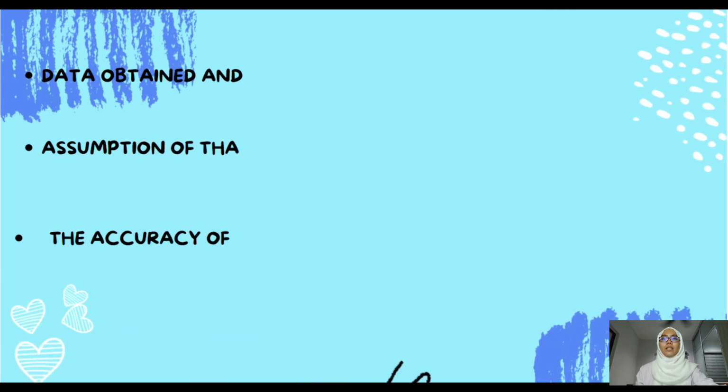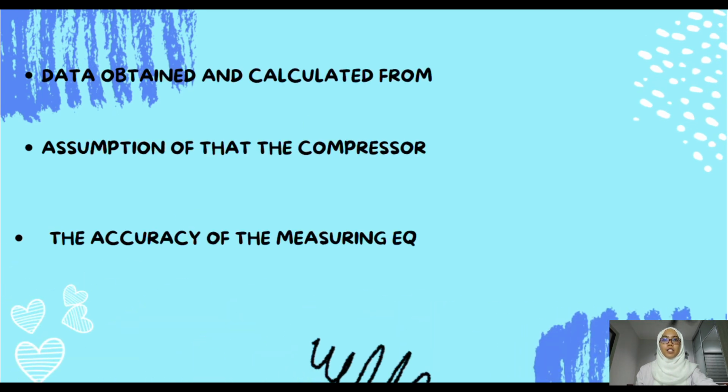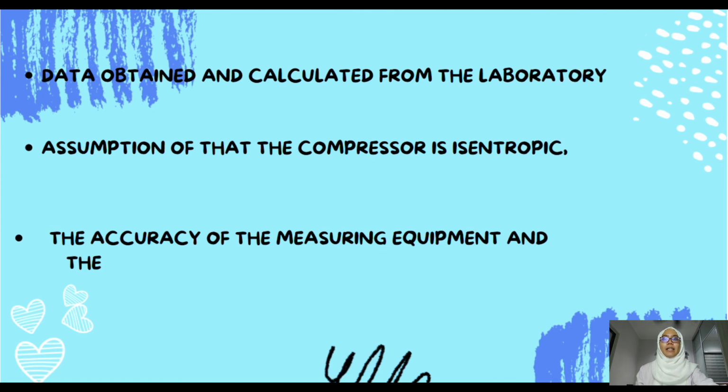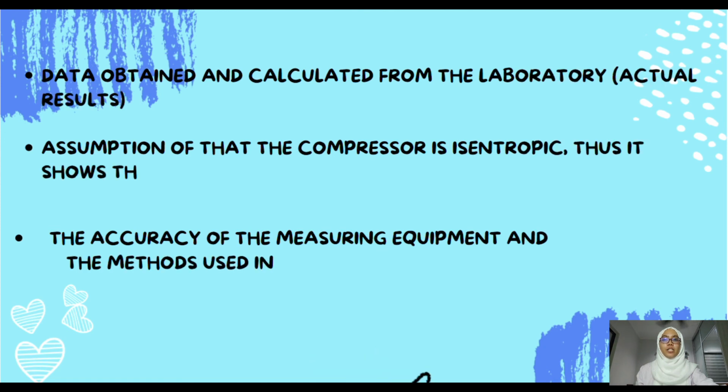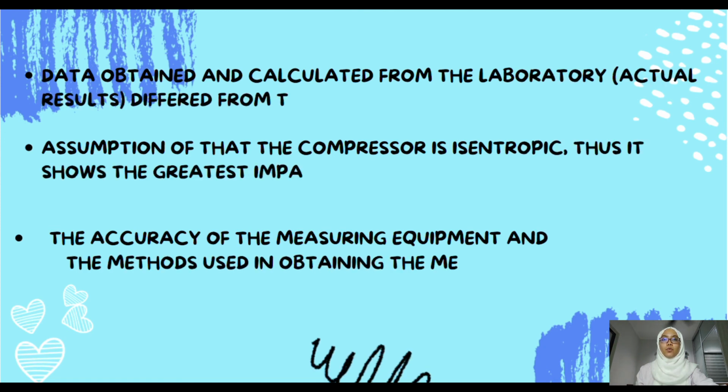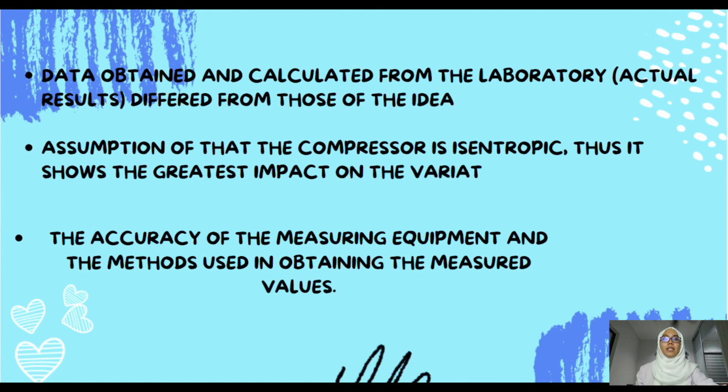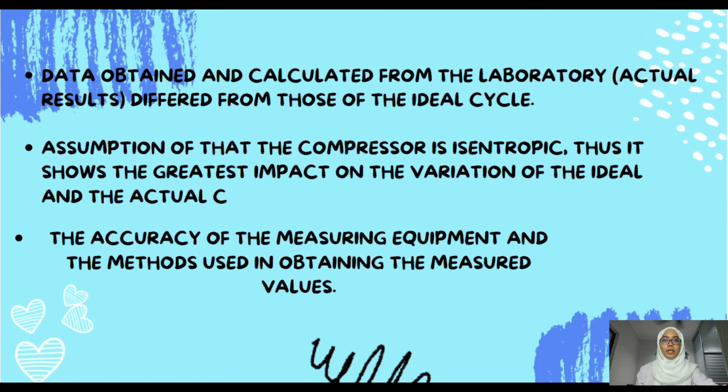By comparing with the ideal vapor compression refrigeration cycle, the data obtained and calculated from the laboratory, which are the actual results, differed from those of the ideal cycle. This is due to the assumption that the compressor is isentropic, which shows the greatest impact on the variation between the ideal and the actual cycle. The assumption was made to simplify the calculations when dealing with the ideal cycle of vapor compression refrigeration.